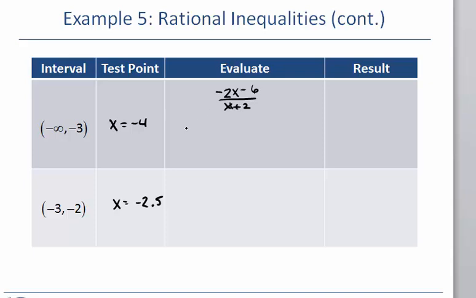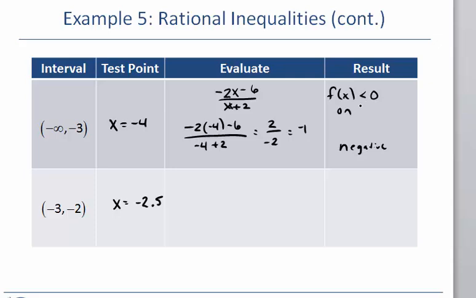All right, so let's plug a negative 4 in and see what we get. So negative 2 times negative 4 minus 6, negative 4 plus 2 on the bottom. So I'm going to get a positive 8 minus 6 will be 2. Negative 4 plus 2 will be negative 2. So we're going to get a negative answer out here. So what this tells me is that my function is less than 0 on the interval from negative infinity to negative 3.